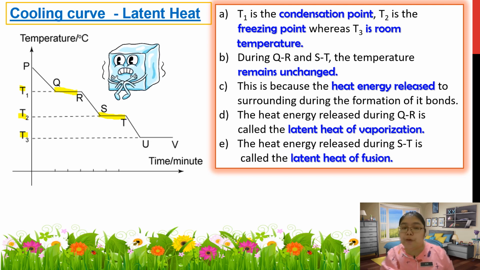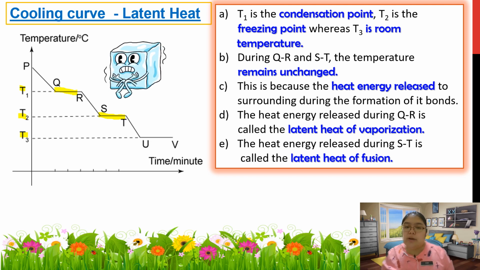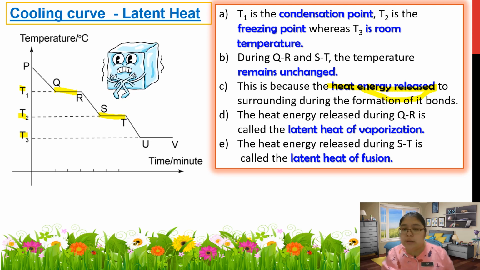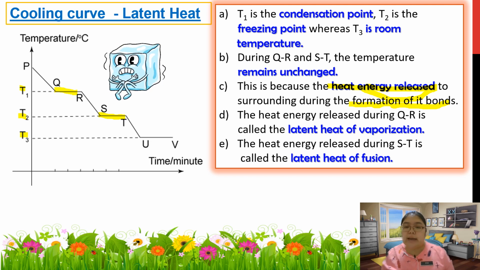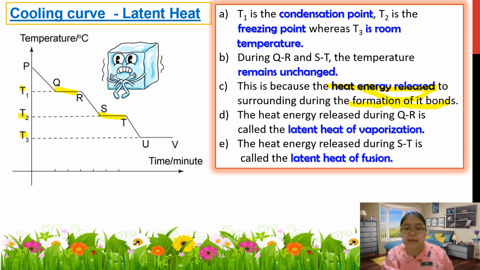Why is the temperature unchanged? Although you keep releasing the heat, the temperature is still constant. The reason is because the heat energy is released to the surroundings during the formation of bonds. Just now, heating was to break the bonds. Now you want to join them back. So we say formation of the bond. The heat energy released in QR, we call the latent heat of vaporization, but it's releasing.